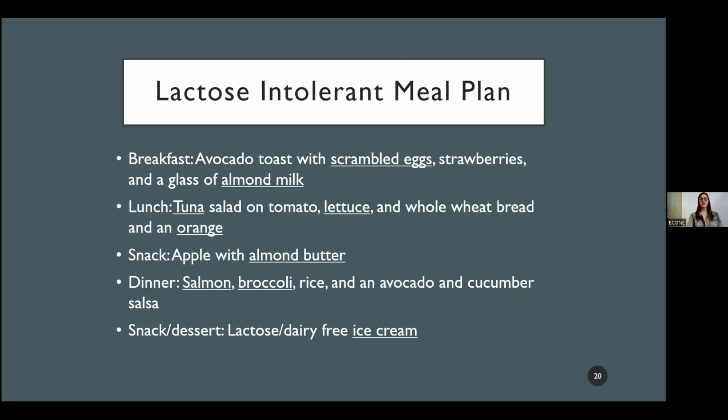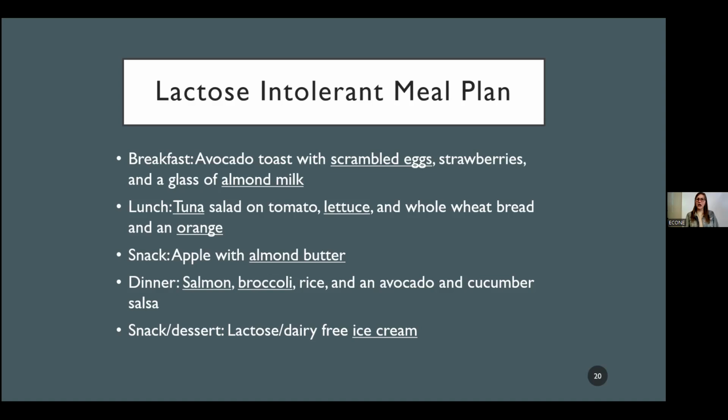So these meal plans are really just suggestions or ideas. It's not something that you should follow to a T. If you want meal plans, you could visit with your registered dietitian and they can provide you with great sources and really personalized diets or lifestyles. So, lactose intolerant meal plan.